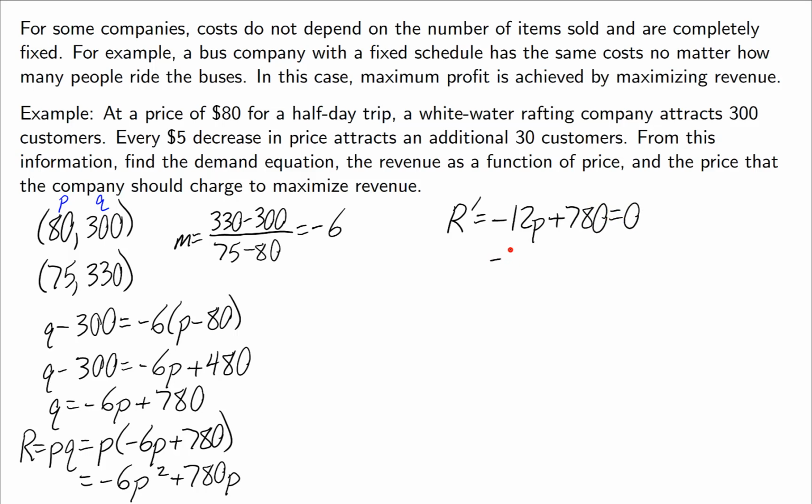to 0. We get negative 12P equals negative 780, and dividing by 12, I get P equals $65. If they charge this price, they'll maximize their revenue, and because their costs are fixed, this will also maximize their profit.